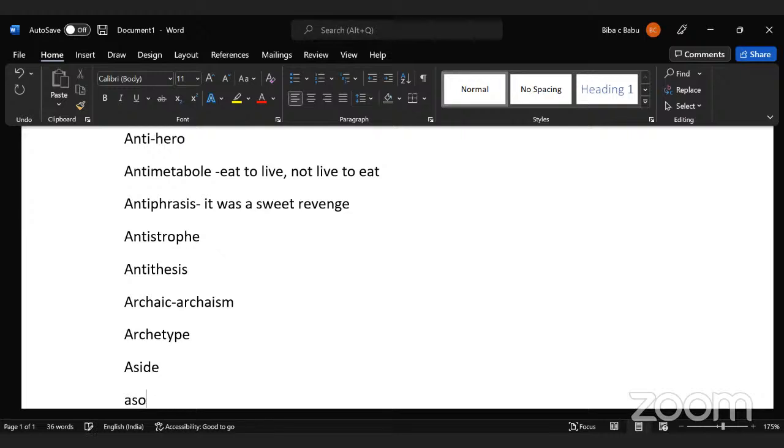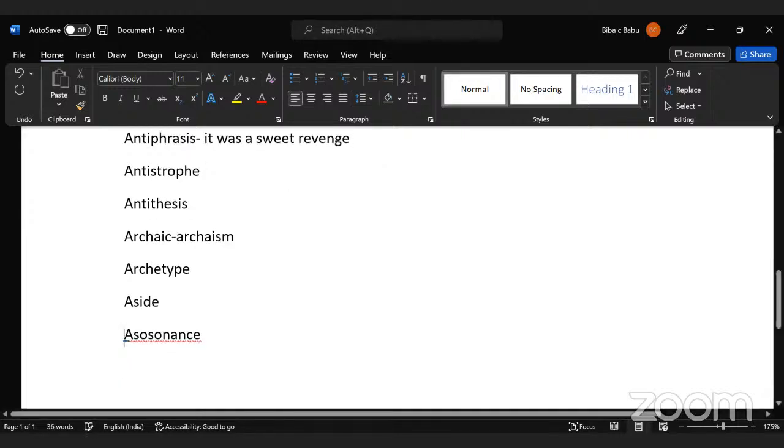Next is assonance. I talked about alliteration. Remember, alliteration is the repetition of consonant sounds, and assonance is the repetition of vowel sounds. Assonance is the repetition of vowel sounds in a line.